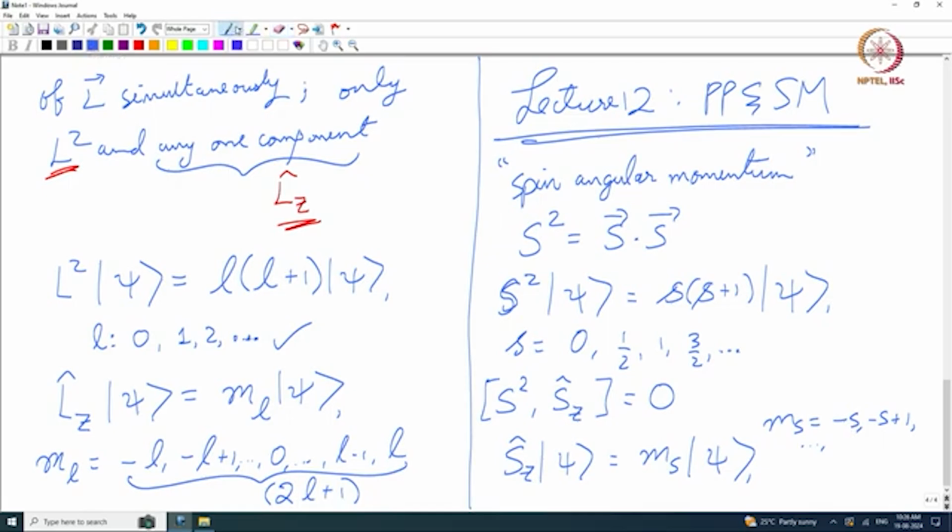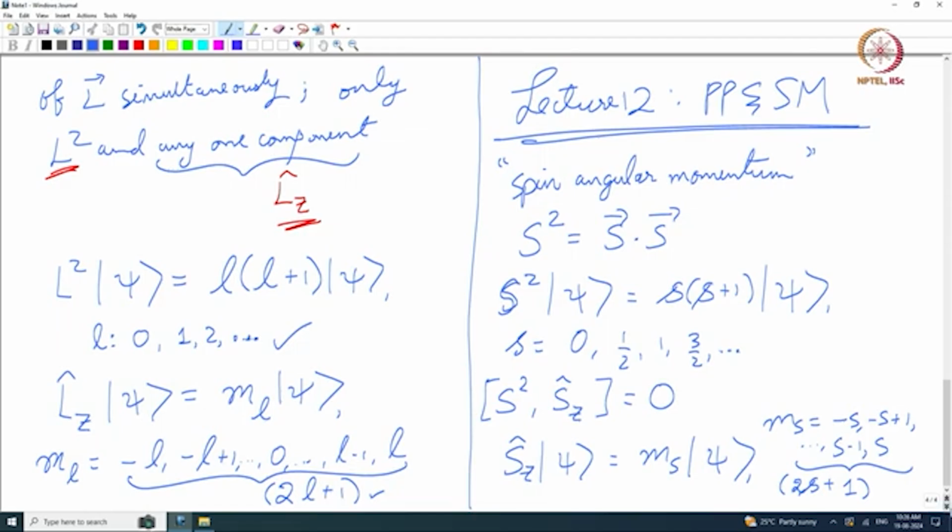So s minus 1 and s, again how many values? In exact analogy with this we have 2s plus 1. Again these are all small s. So don't get confused, capital S is for the operator and small s is for the eigenvalues.